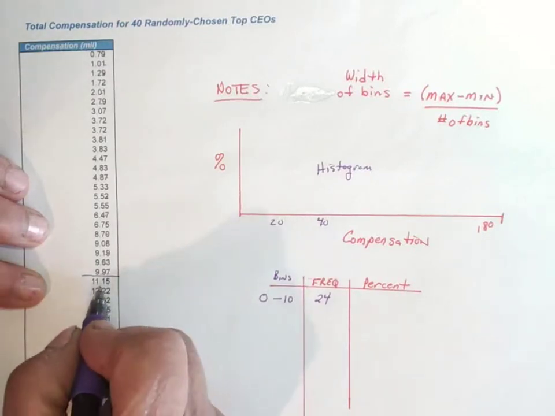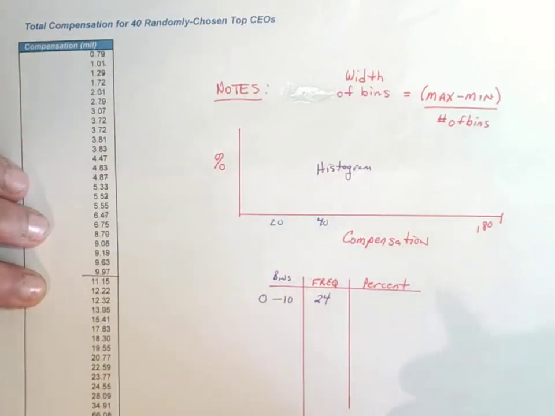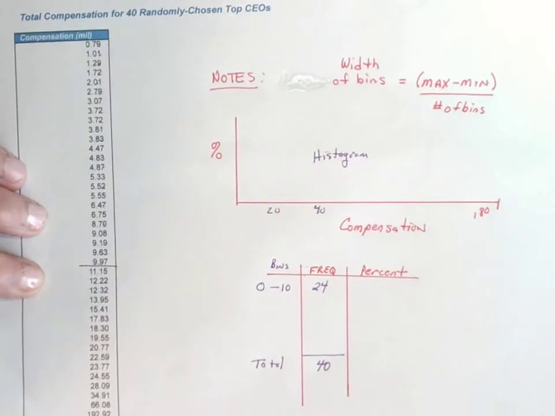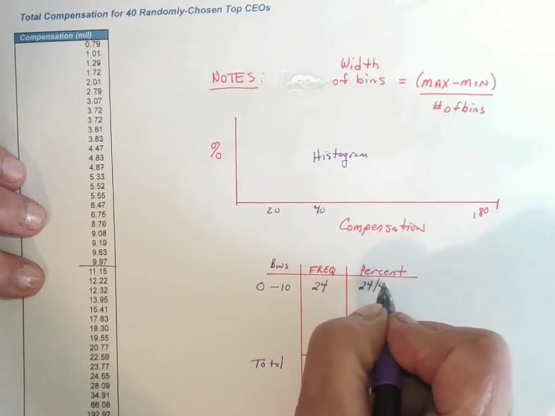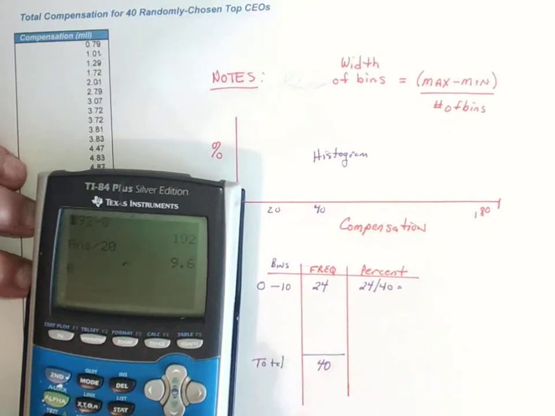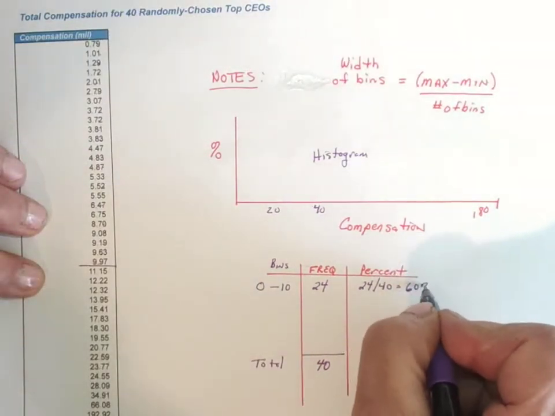And then I have this huge number here. Now, our total for our frequency is 40. So to calculate the percent, we're going to take 24 divided by 40. Okay, so that is 60%.